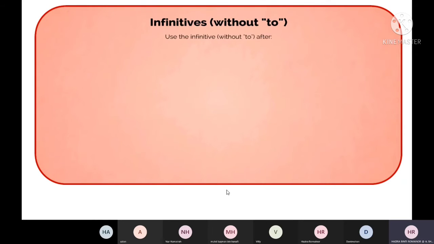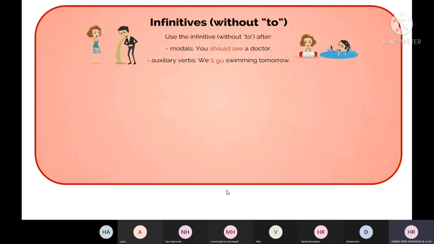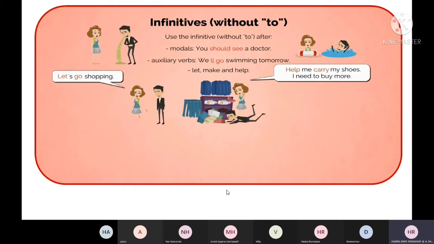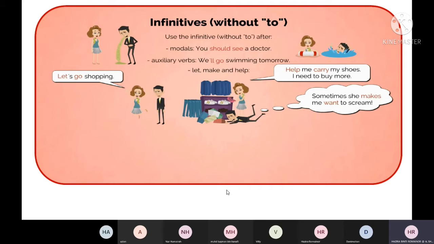Use the infinitive without to after modals: you should see a doctor. Auxiliary verbs: we'll go swimming tomorrow. Let, make and help: let's go shopping. Help me carry my shoes. Sometimes she makes me want to scream.